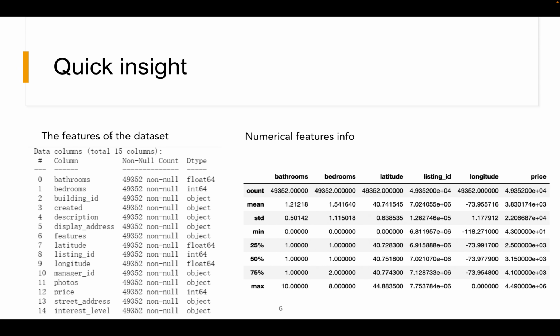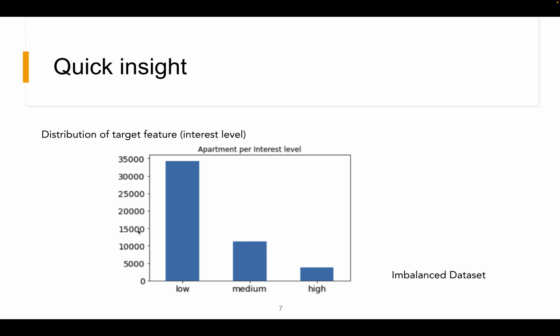Here are the features of our dataset. As we can see in the picture here, we have so many features. For example, the bathrooms, the number of bedrooms, the address of the apartment, the photos, and the price. Also here, the text variable is the interest level. The interest level variable has three categories: low, medium, and high.